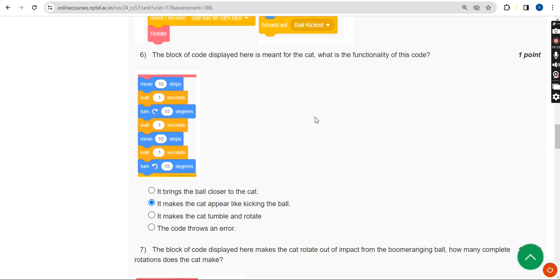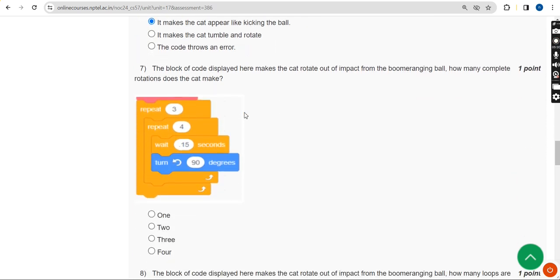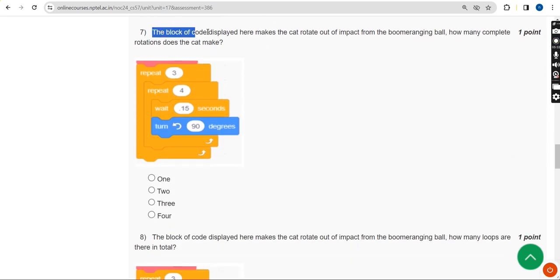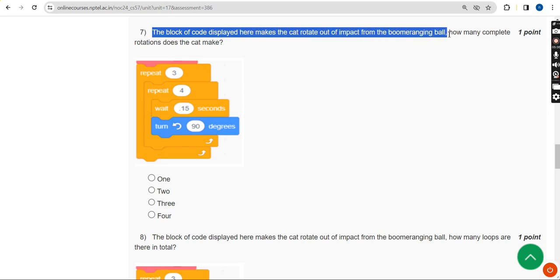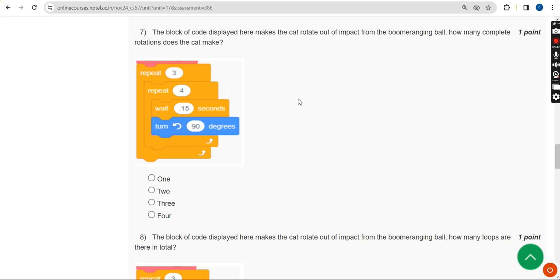Now let's move on to the seventh question, guys. The block of code displayed here makes the cat rotate out of impact from the boomeranging ball. How many complete rotations does the cat make? So for the seventh question, the answer is the third option, guys, 3. Now let's move on to the eighth one.